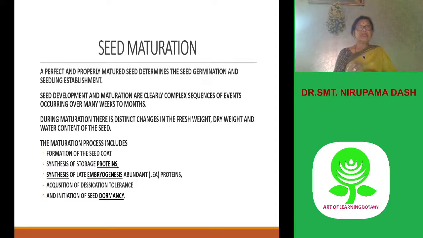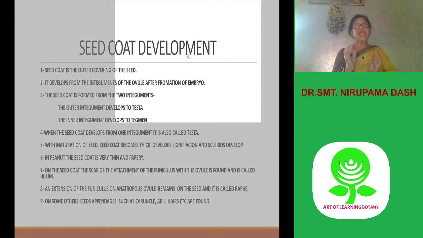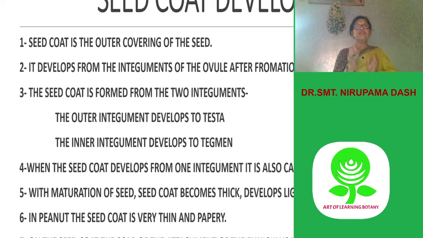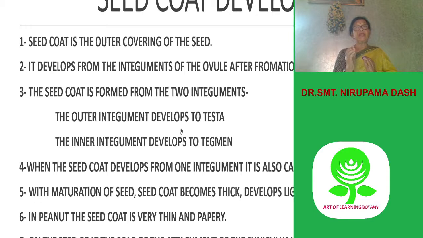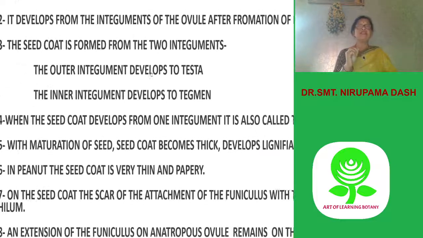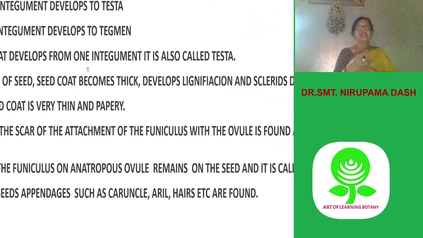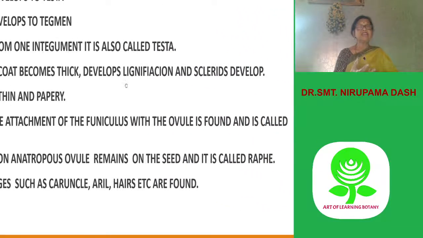So let us see seed coat development. As you know, the seed coat is the outer covering of the seed, and it develops from the integument of the ovule after the formation of the embryo. Here the seed coat is formed from two integuments. The outer integument develops into the testa, and the inner integument develops into the tegmen. When the seed coat develops from one integument, it is also called testa. With maturation of the seed, the seed coat becomes thick and develops lignification, and sclereids develop.